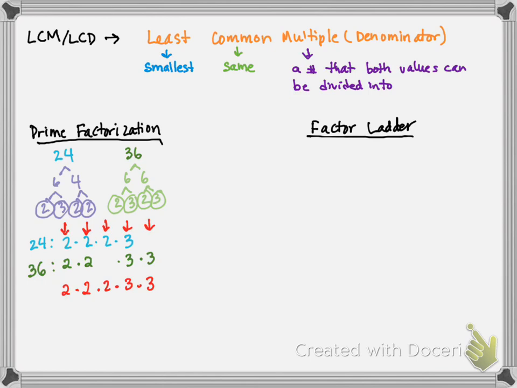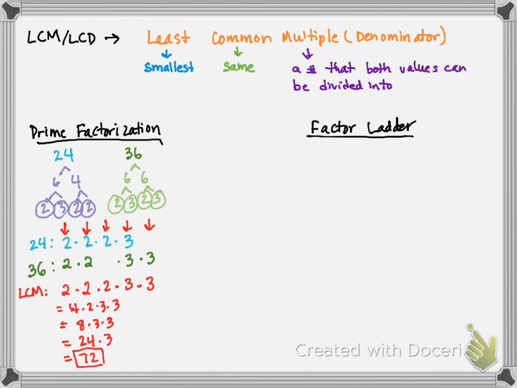And then I'm going to multiply these to figure out the LCM. So 2 times 2 is 4. 4 times 2 is 8. 8 times 3 is 24. And 24 times 3 is 72.